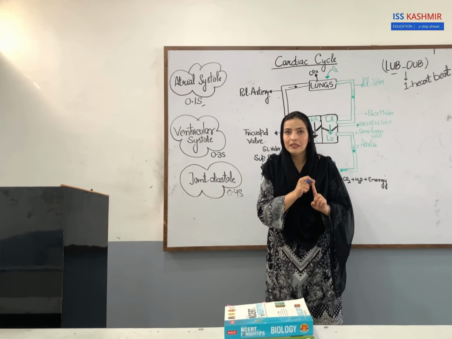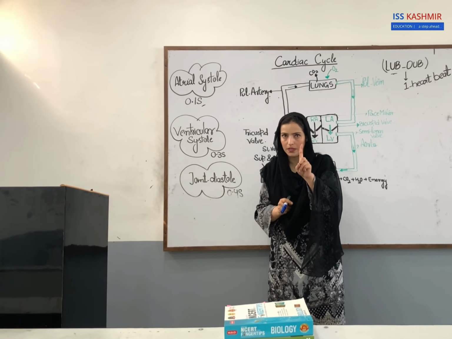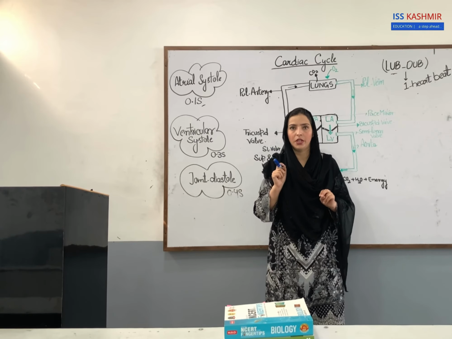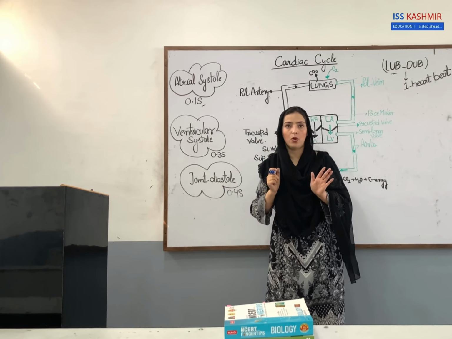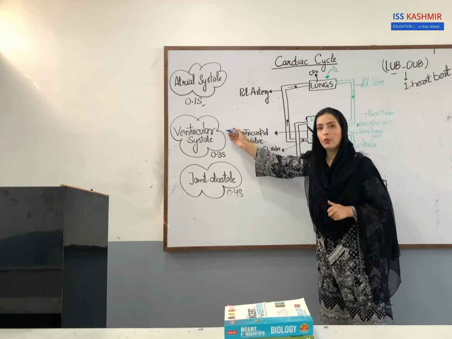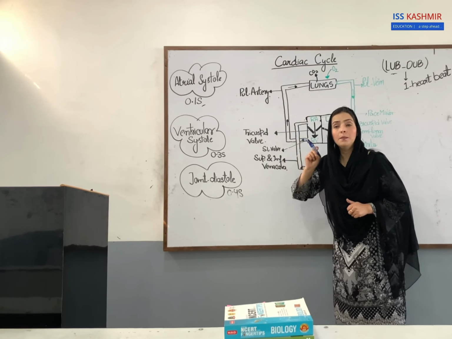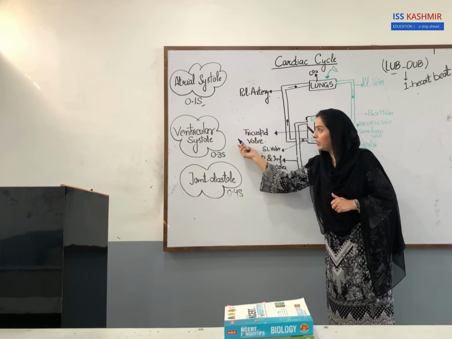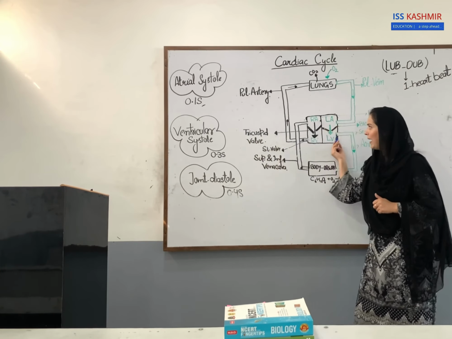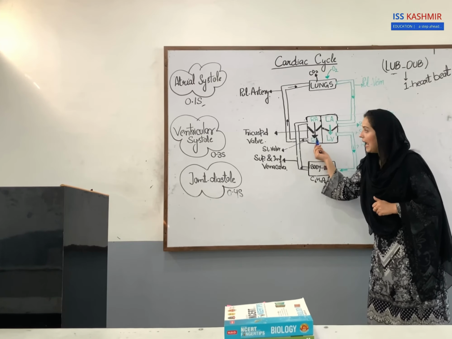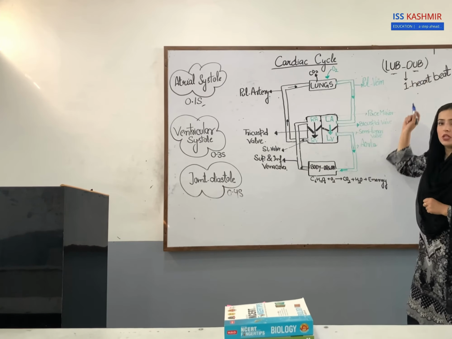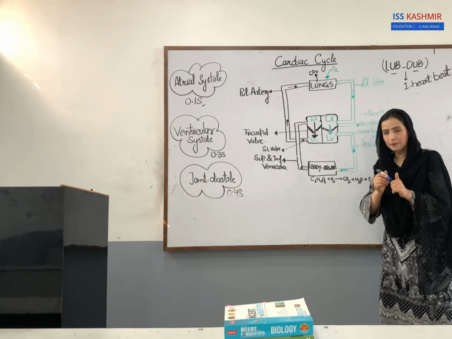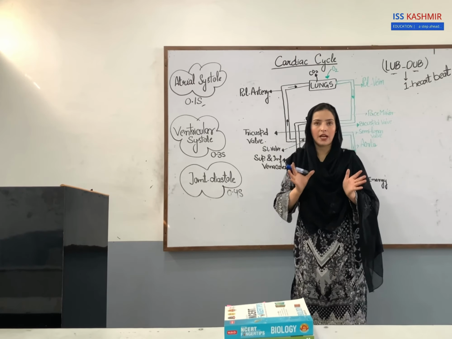One cardiac cycle consists of one heartbeat, and one heartbeat has two sounds associated with it, the lub sound and the dub sound. The lub sound is produced during the ventricular systole, and the dub sound is produced during the joint diastole. The lub sound is caused because of the closure of the bicuspid and tricuspid valves, and the dub sound is caused as a result of closure of the semilunar valves. Fine? This is the entire cardiac cycle.